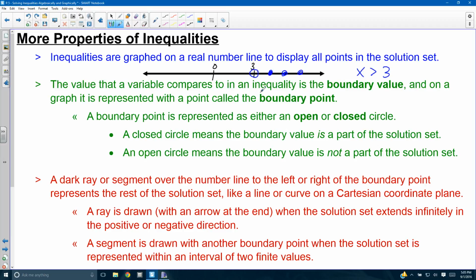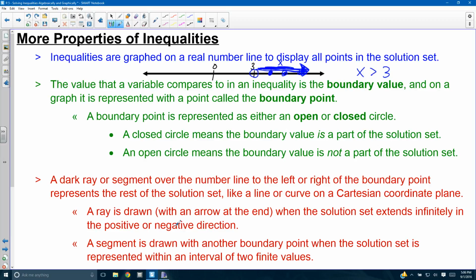However, instead of doing just a bunch of points, we just want to say it extends infinitely. So you can think of what we do when we graph lines on a Cartesian coordinate plane. We are going to draw a dark ray in this case, not a segment. We'll do a segment maybe later. But we're going to draw a ray with a tip here and tail extending out this way. So we're just going to draw a nice arrow that goes in that direction, because these are the values for x. X can be anything greater than 3, even 1,000, and this arrow indicates that. A ray is drawn when the solution set extends infinitely in either direction, in this case in the positive direction.